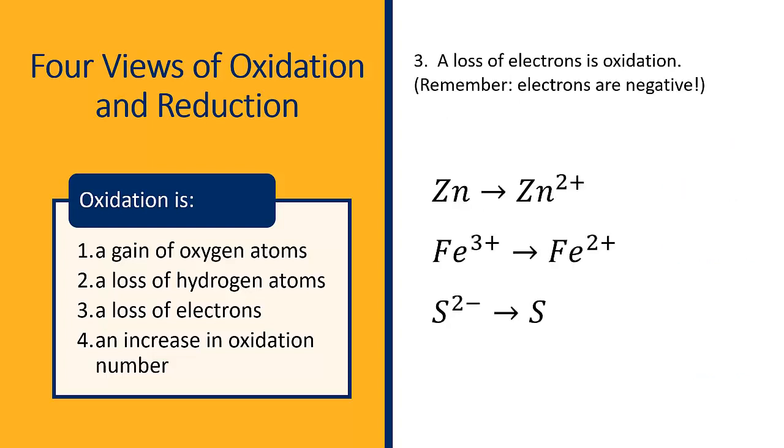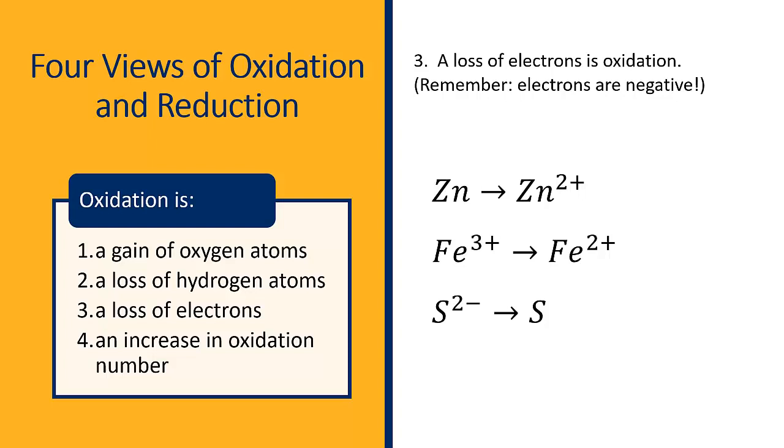Alright, definition number 3. A loss of electrons is oxidation. So now we're looking at loss of electrons. Remember, electrons are negative. So if you increase in charge, then you lost electrons, because you're losing a negative charge and becoming more positive. When we look at the first one, zinc to zinc 2+, we went from 0 as our charge up to 2. That means we lost 2 electrons because each electron is negative. If we lost 2 negatives, that gives us a positive 2 charge.